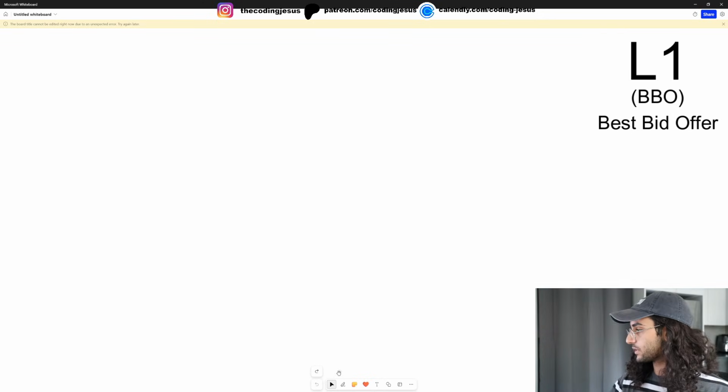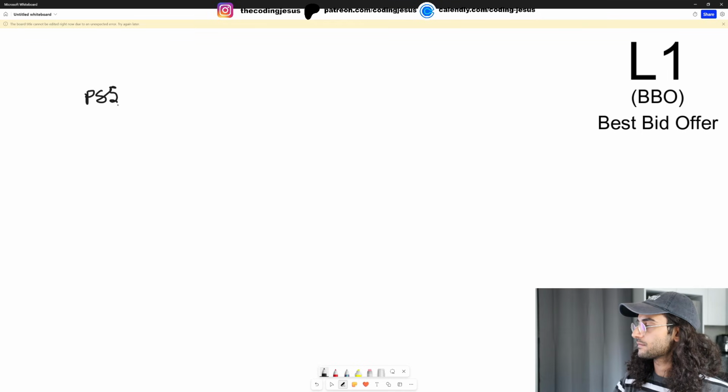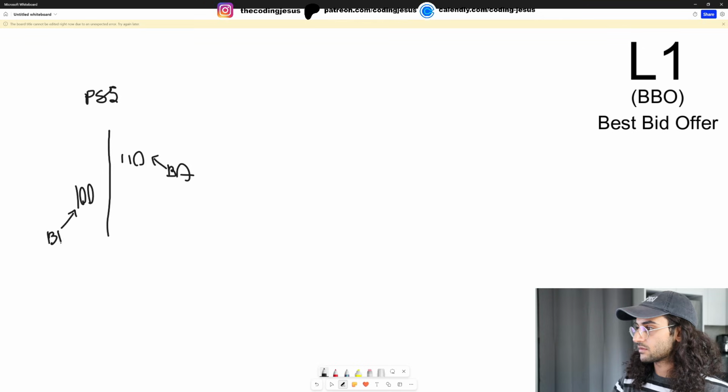So let's go back to our simple example and draw it on the whiteboard. Let's say we have a PS5. Now, let's say we have 2 sides, people that are willing to buy and people that are willing to sell. Let's say that the most somebody's willing to buy for is $100, and the least somebody's willing to sell for is $110. This would be our best ask, and this would be our best bid. It's that simple. It's very intuitive.